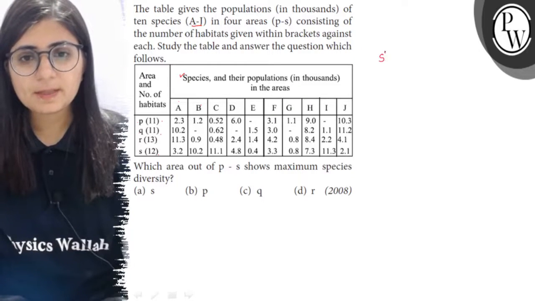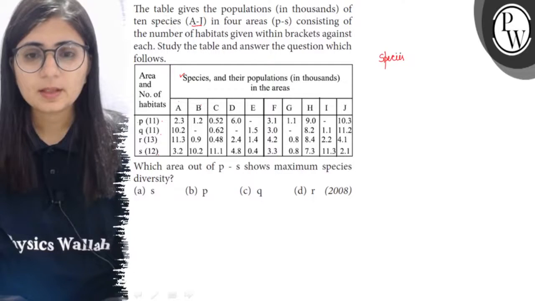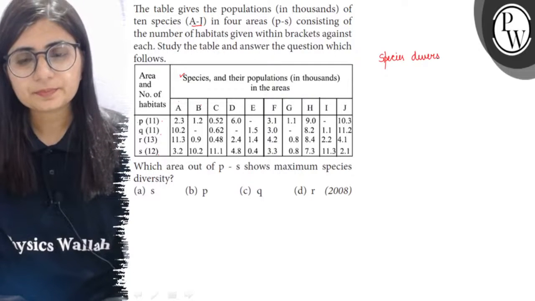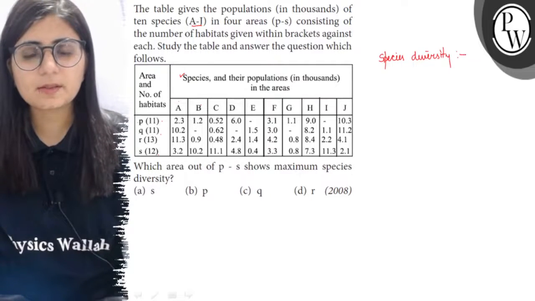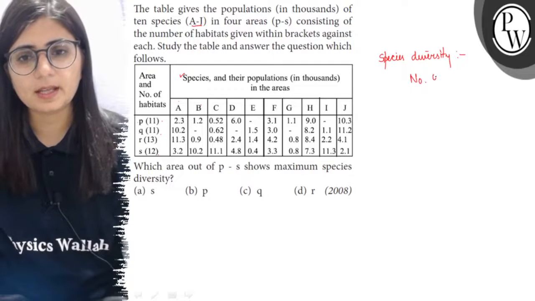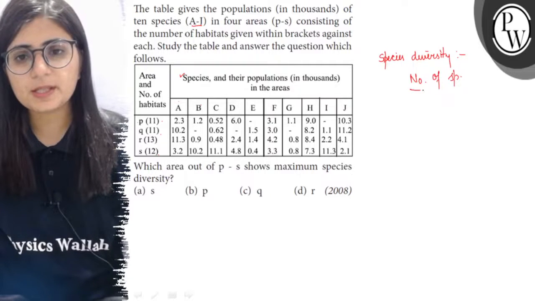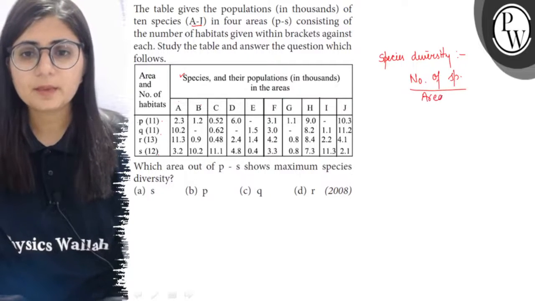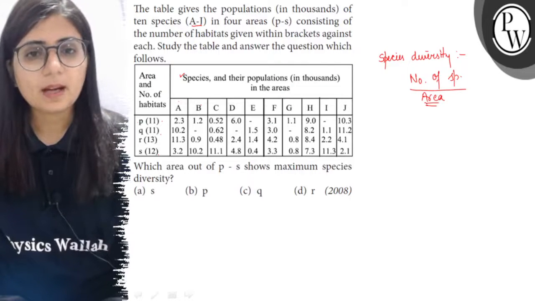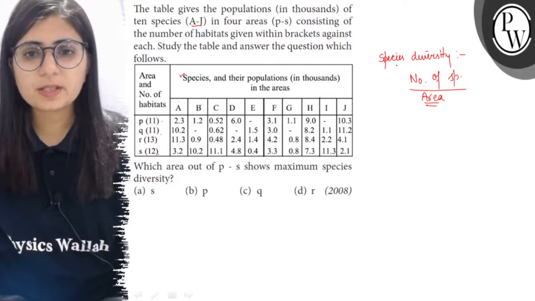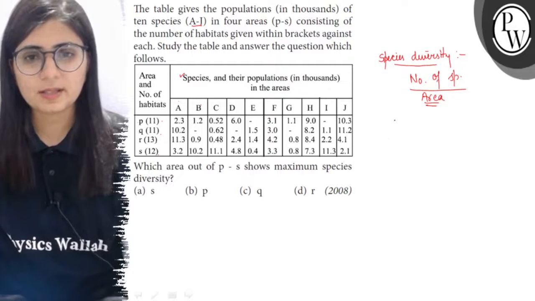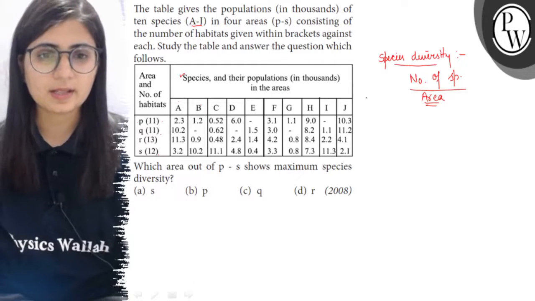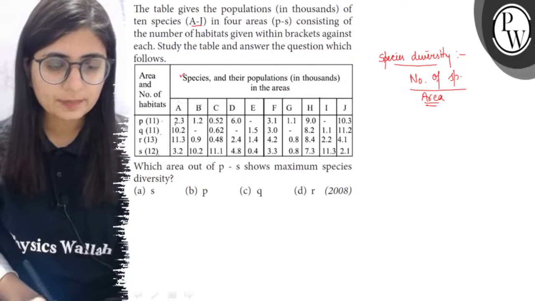So when we say species diversity, it means the number of species found in a given area or number of species per unit area. So the area which is having more number of species will be having high species diversity. Now let's look at the areas.